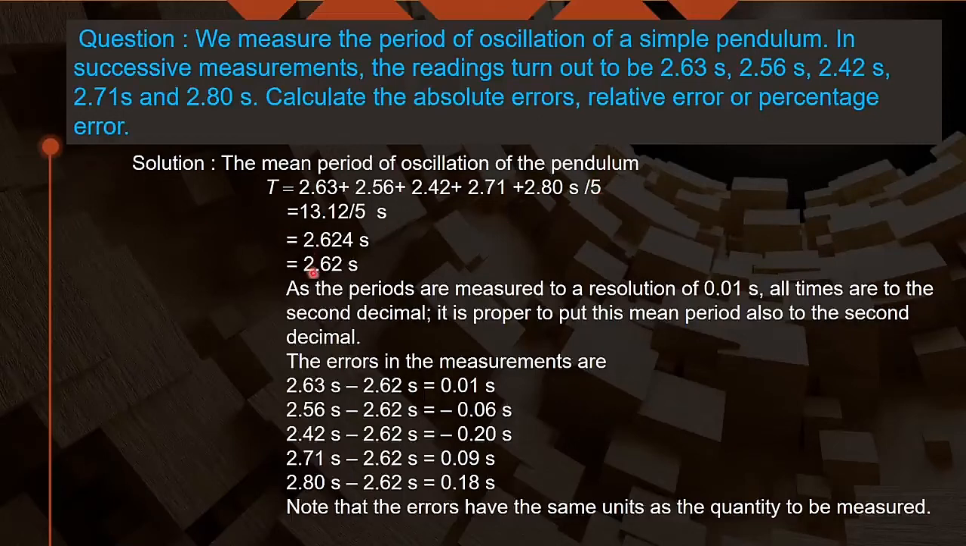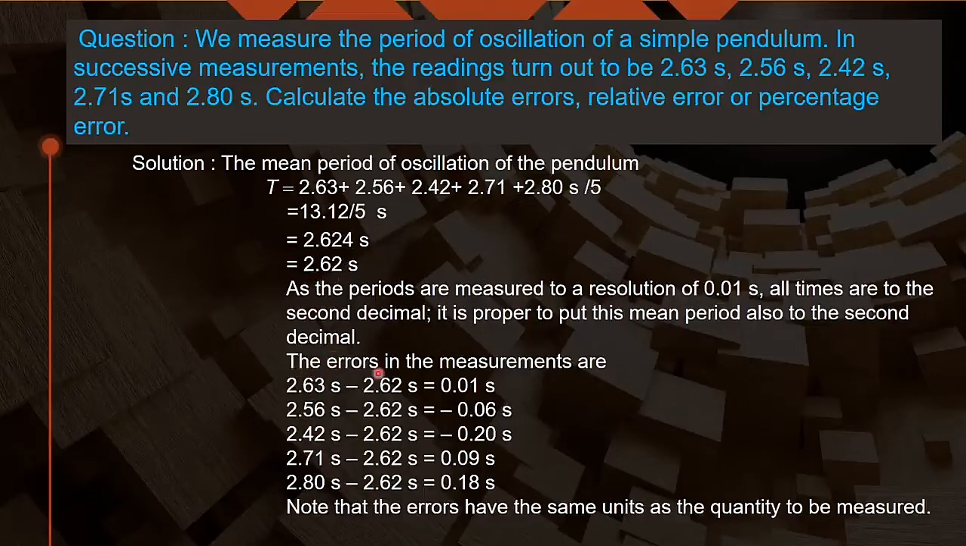And I am getting 2.62 seconds, that is the mean value. So the mean value will be taken as the true value. Now, because the watch with me has a least count of 0.01 second, since I am measuring up to a resolution of 0.01 second, I have to do all the calculations up to the second decimal place.